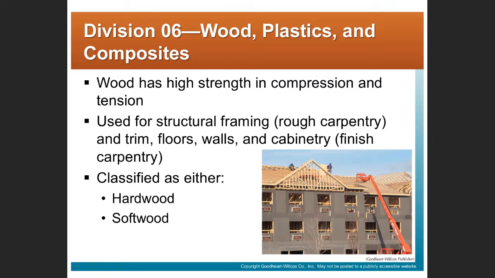Number one, wood has good strength both in compression and tension. And we talked about that in relation to concrete. Concrete was good in compression, squeezing it together, but not very good in tension. Wood has good strength both in compression and tension. We can use wood for structural framing, rough carpentry, and also for trim and floors and walls and cabinetry. It's called finish carpentry. And we generally classify woods as either hardwood or softwood.